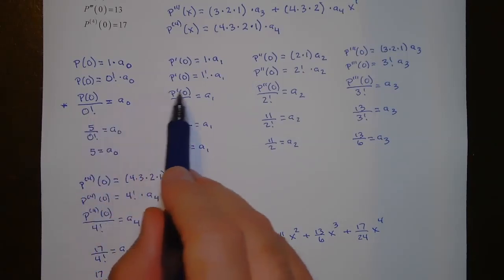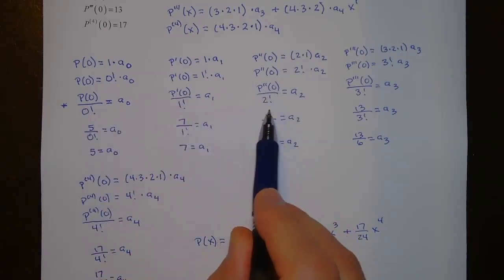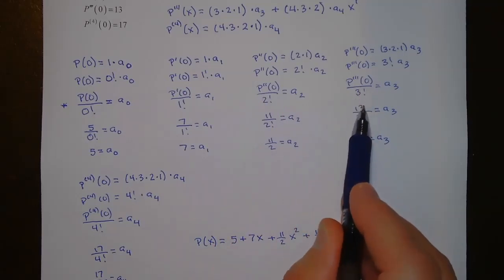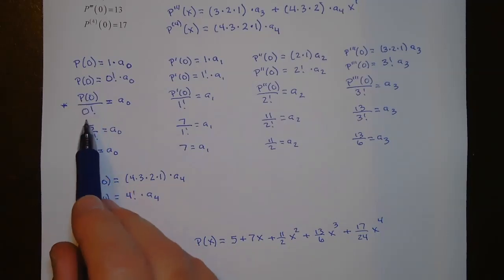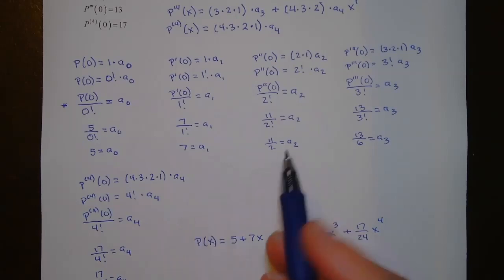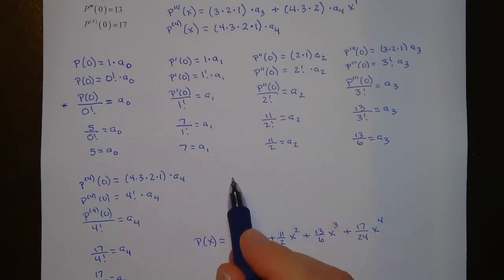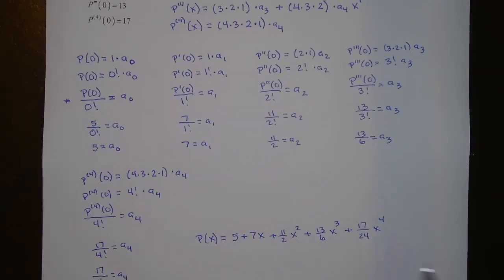So there's definitely a pattern. This is the first derivative over 1 factorial, second derivative over 2 factorial, third derivative over 3 factorial. The 0th, you can think of this as being the 0th derivative over 0 factorial. So we could even go further with this. If we knew the fifth derivative at 0, we would find the fifth derivative of the polynomial at 0, and we would divide it by 5 factorial, and that would give us the coefficient for the x to the fifth term. That would be the next one if we wanted to go further, okay?